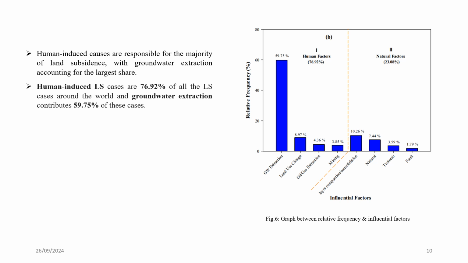Here, a graph between relative frequency and influential factors indicates that human-induced causes are responsible for the majority of land subsidence, with groundwater extraction accounting for the largest share. Out of all the cases of land subsidence around the world, 76.92% cases are only due to human-induced causes, of which 59.75% cases are due to groundwater extraction.